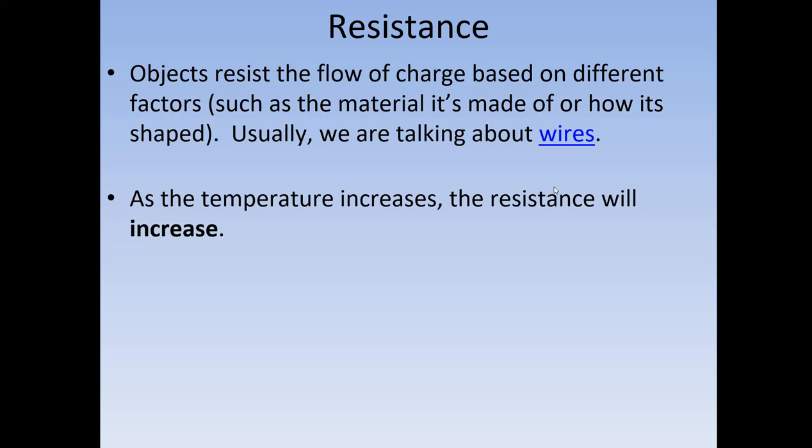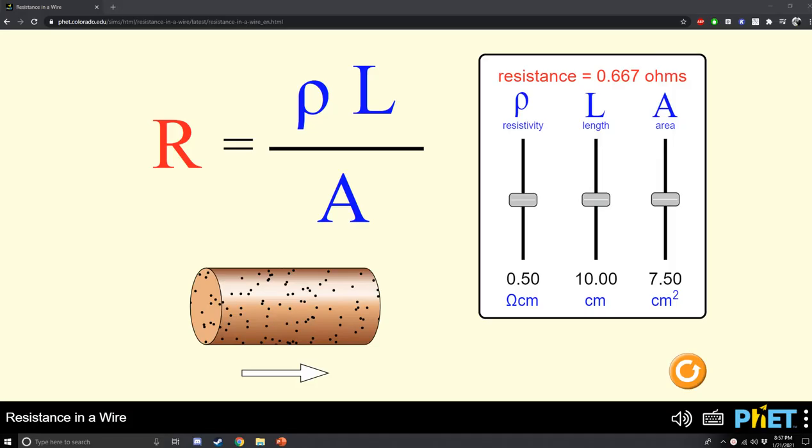As it turns out, as the temperature increases, the resistance will also increase. Now, here's just a simulation of pretty much what a resistance wire will look like. If we have a wire piece of material like this, its resistance value, this R term, is going to be related to these three variables, in addition to temperature, of course. This symbol, the rho, is representing the resistivity, L is representing the length, and A is representing the area.